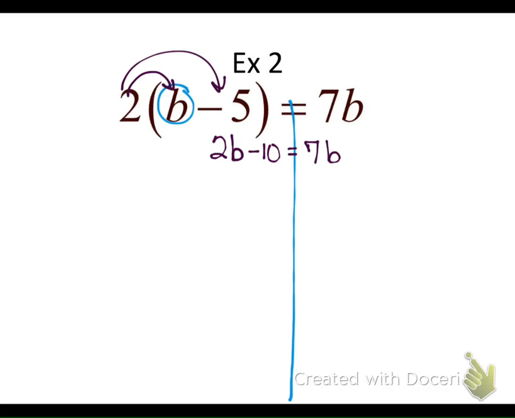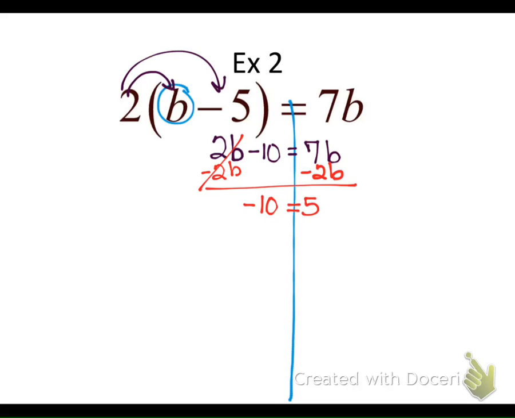I need to get the variables on the same side of the equation. I do that by picking on the little guy. So is 2b or 7b smaller? So that's the one I'm going to move. So how do I get rid of that 2b? Yeah, I'm going to subtract it. So if I subtract it on one side, I do it to the other side. So then on my left side, I'm just left with the negative 10. On my right side, I simplify. What's 7b minus 2b? 5b. And then I'm ready for step 3, solve as usual.